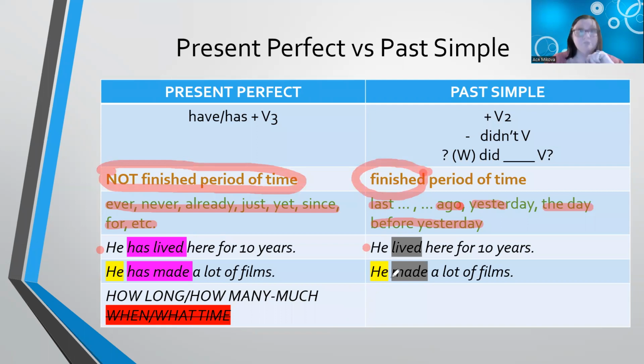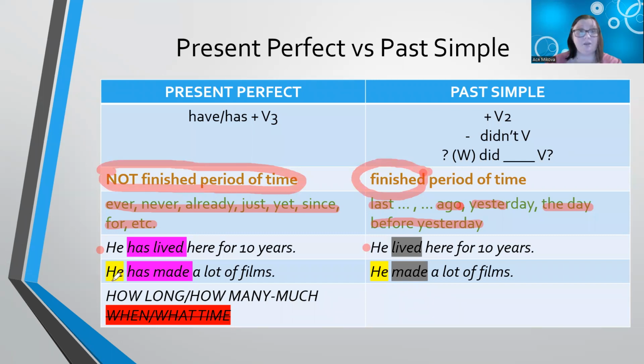The second variant is past. It's a finished action, so a finished period of time. It has no connection with present. That's why he lived here for 10 years, but then he moved. Present perfect is always past connected with present. Keep it in mind and look at the second example.